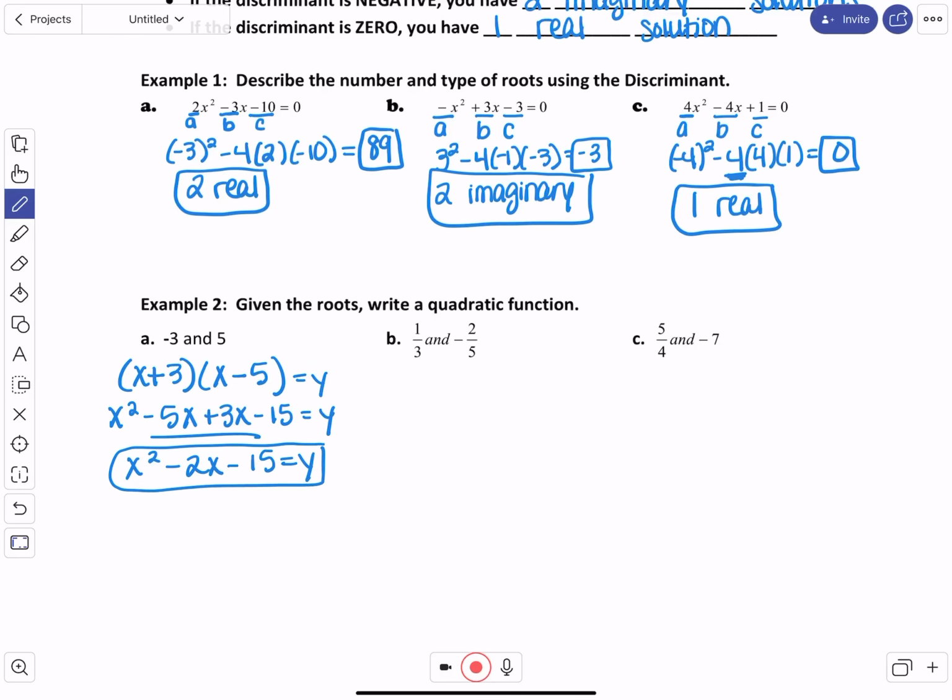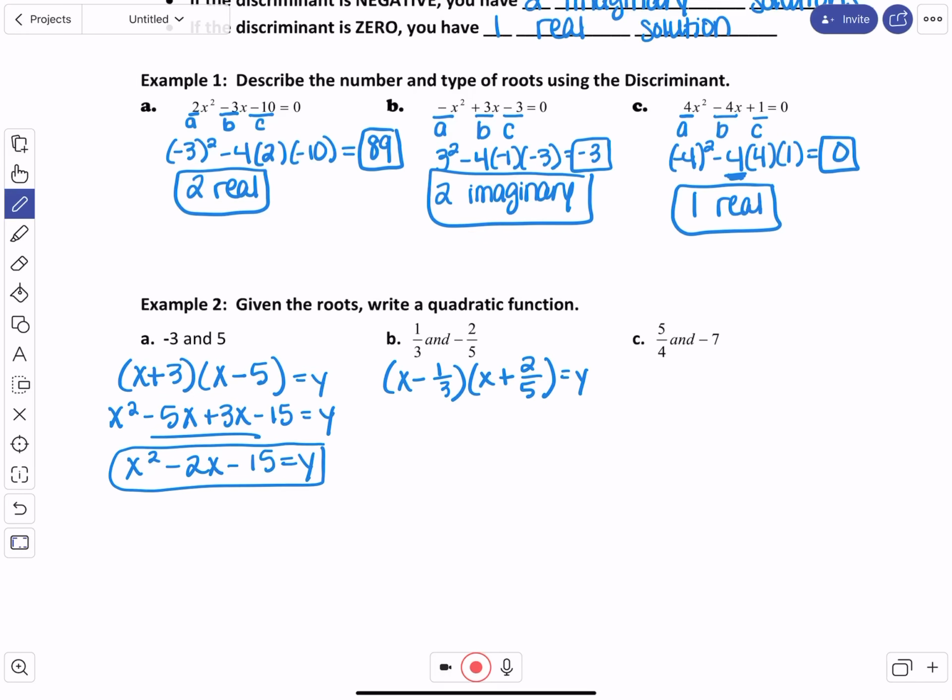Now, on this one, still put it in parentheses. Remember, do the opposite. So if it's a +1/3, you're going to put x minus 1/3. That's the only thing you really got to remember is you just do the opposite sign. And we're going to do x plus 2/5 and set equal to y.